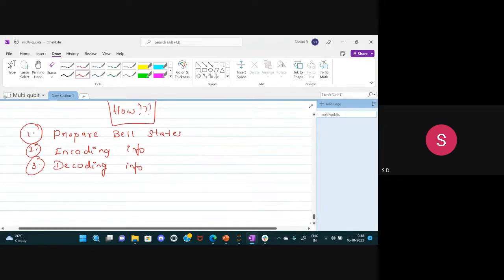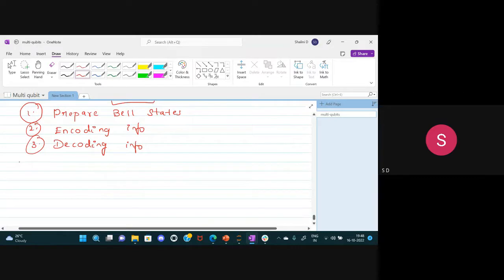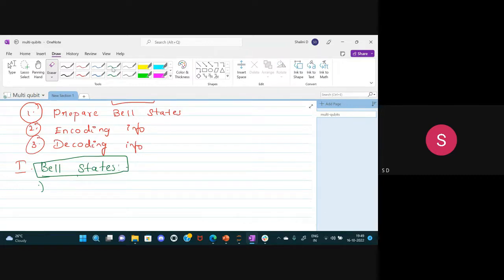Why are we using Bell states? Just now we have gone through Bell states. We are using Bell states because they give entanglement. This is the first point on why we are using Bell states.